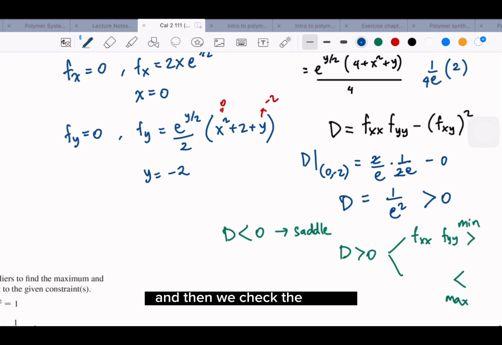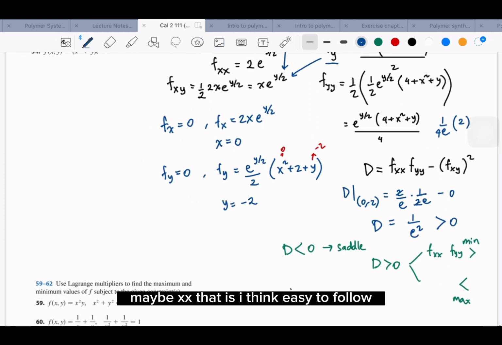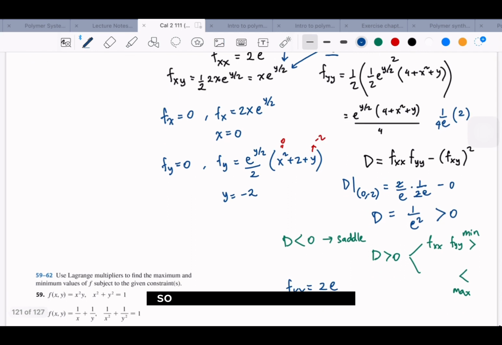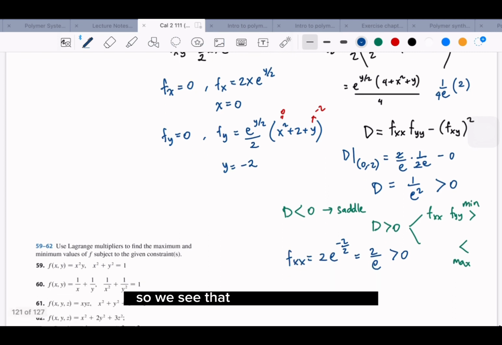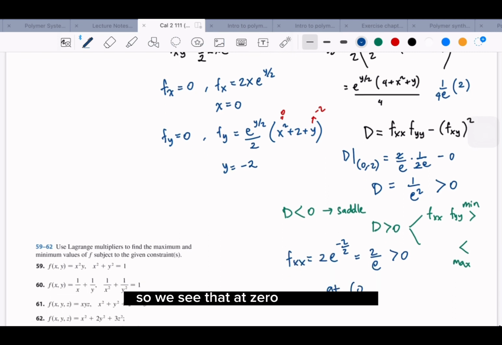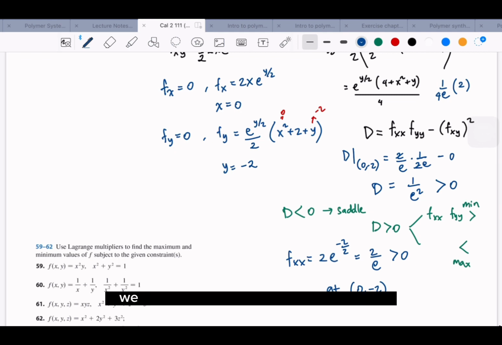And then we check partial xx, which I think is easy to follow. So partial xx is 2 e y over 2, and y is -2, so we see that this is 2 over e, which is positive. So we see that at (0, -2), the point is a local minimum.